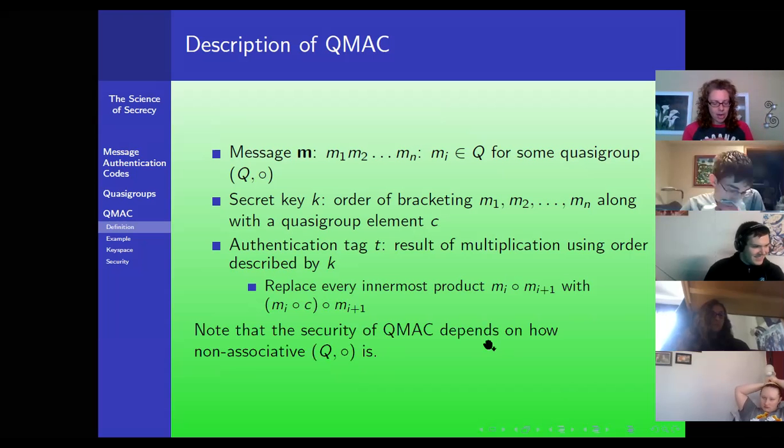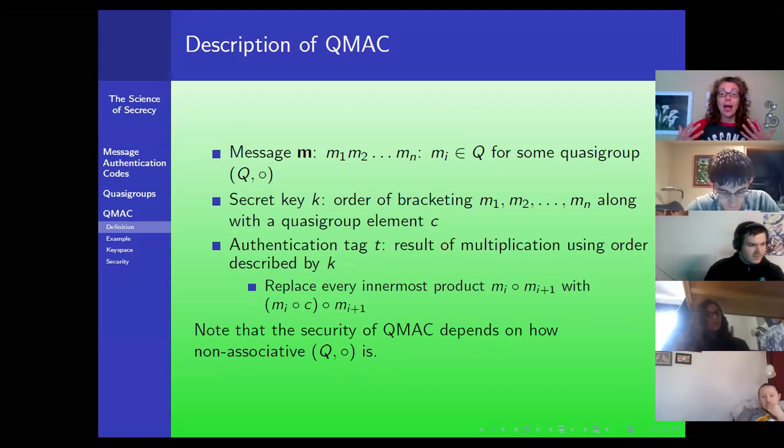Notice, this is important. The security of QMAC depends on how non-associative your quasi-group is. If your quasi-group is associative, that means you can move the parentheses and nothing changes, then every single key, every single parenthesis scheme will give you the same authentication tag. That is a really bad message authentication code. I'm just saying, it's really easy to forge.